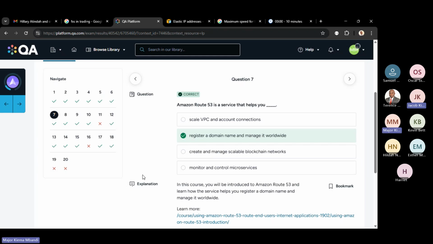So the first one, you can register a domain and manage it. Yes. Resolving DNS, domain names, like resolving from IP addresses to the domain name. Yeah, of course, resolving the IP to the domain name.